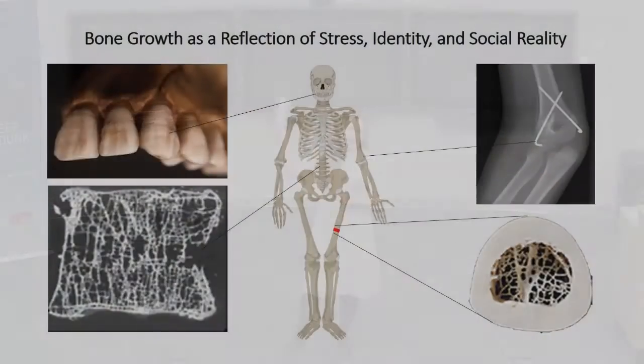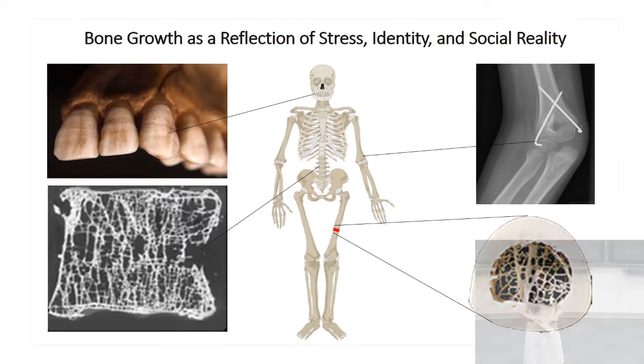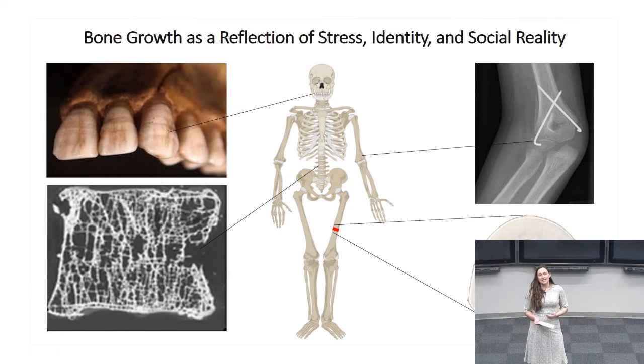So for example, malnutrition can be observed through growth disruption, like in the lines you're seeing in the teeth. Fractures, healed fractures, can show violence, such as in the top right-hand corner, the broken and healed bottom of the humerus. Disease, such as osteoporosis, can be seen in the demineralization of the bone, such as in the vertical section of the vertebrae. All of these factors, combined with a number of other techniques, can tell us about the stress that an individual would have experienced during life.